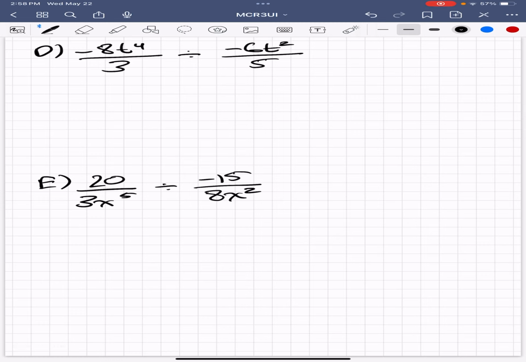We have negative 8t to the power of 4 over 3, divided by negative 6t to the power of 2 over 5. And again, it's another division statement. So we're going to flip and we're going to multiply.